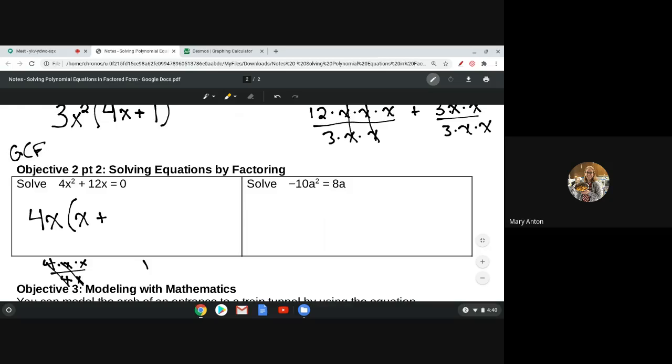Plus, all right, well, what's 12 times x divided by 4 times x? Well, 12 divided by 4, that's a 3. What's x divided by x? Oh, that's just 1. Those cancel out. So we are just left with x plus 3, and we're setting this equal to 0. And now we can use our 0 property to solve for x. So this means either 4x is equal to 0 or x plus 3 is equal to 0.